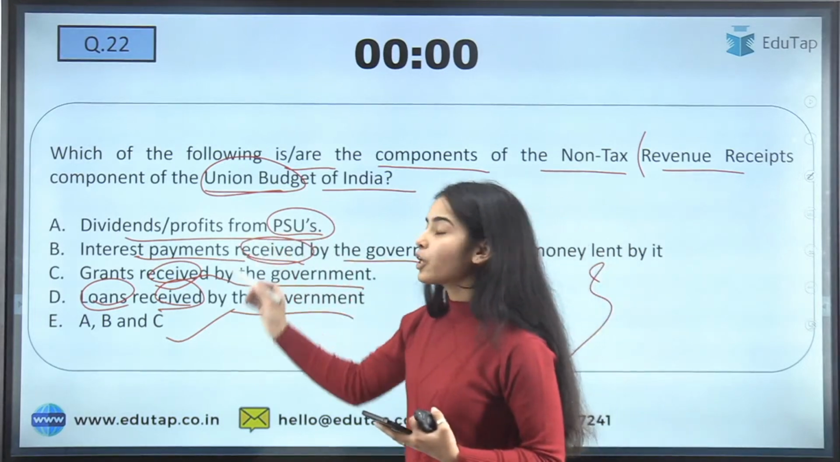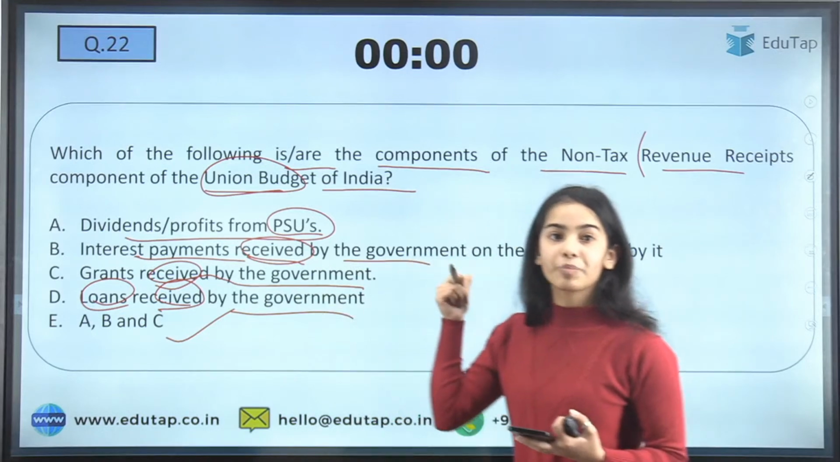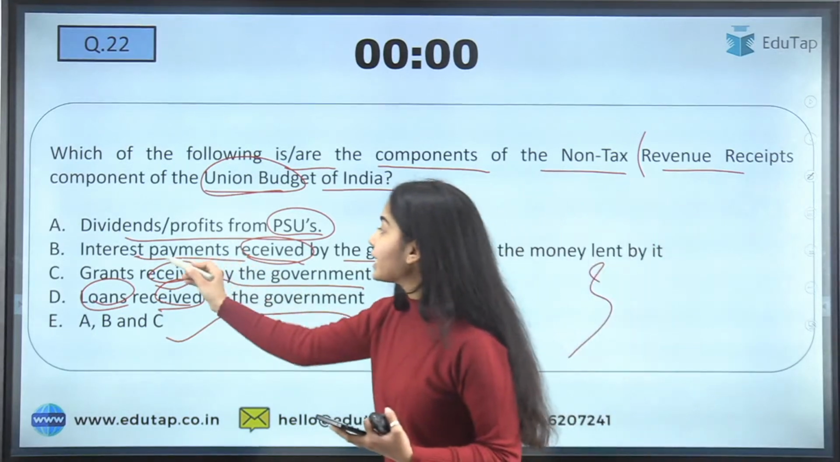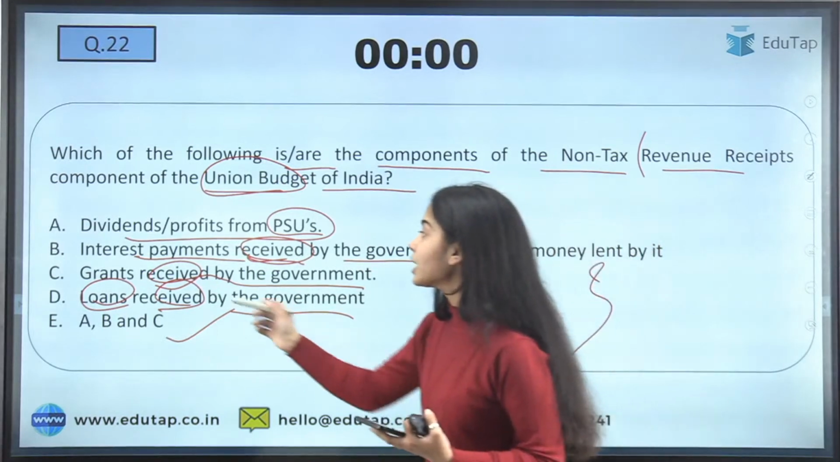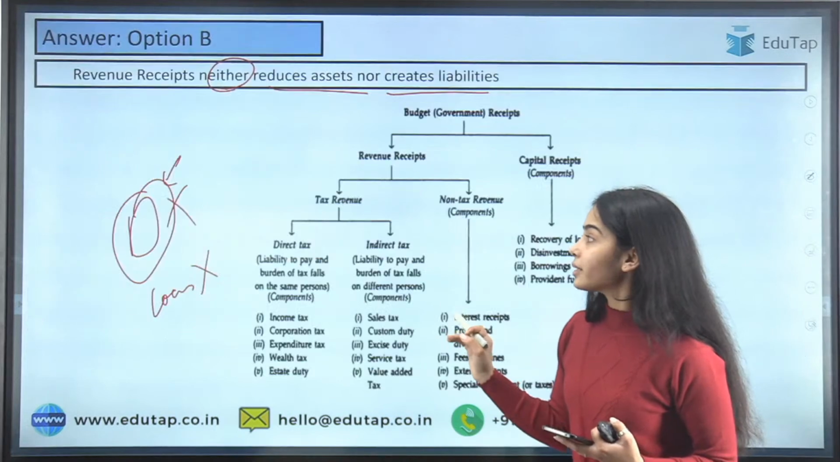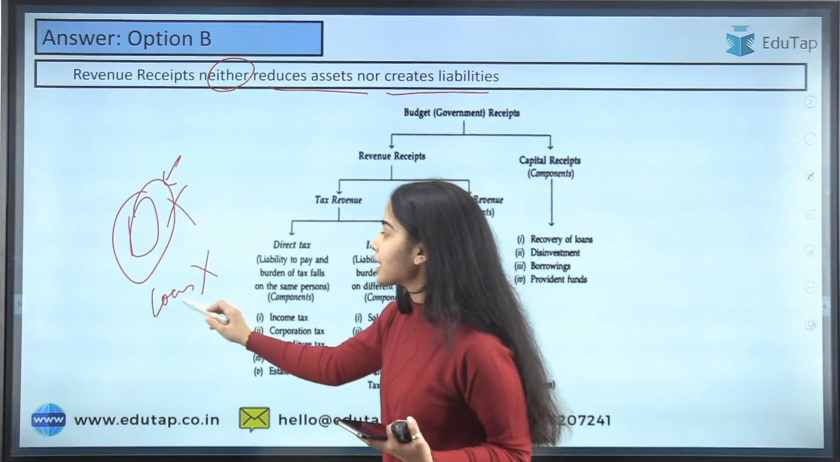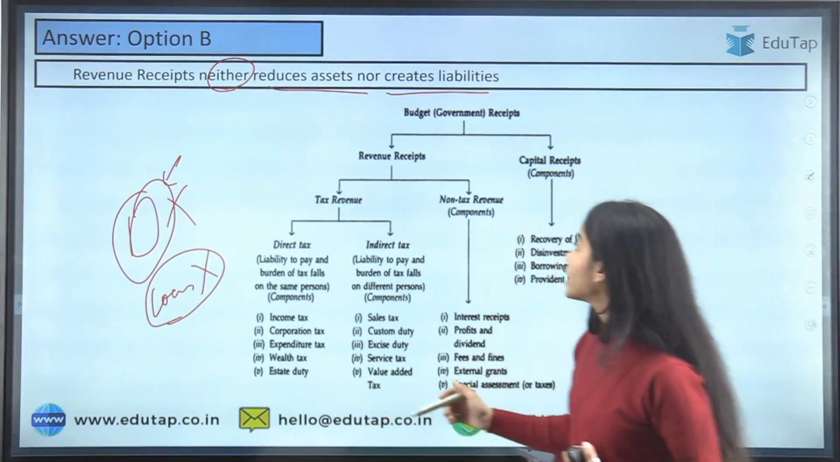Okay, the dividend or profit, that is continuous income, that is coming under the revenue receipts. The interest payments received, the interest payments also regularly come. The grants received, now the grants, it is not reducing the asset, it is not creating any liability, so it is also coming under the non-tax revenue.